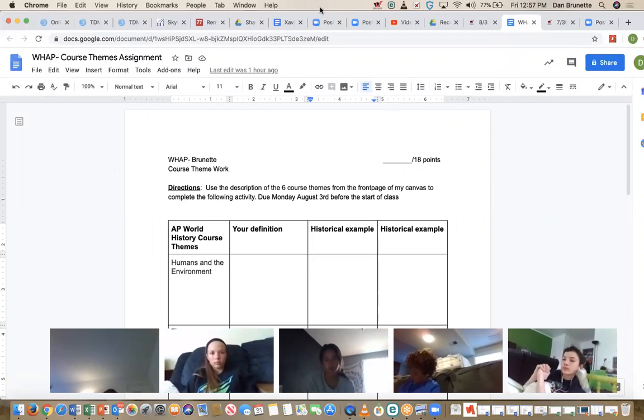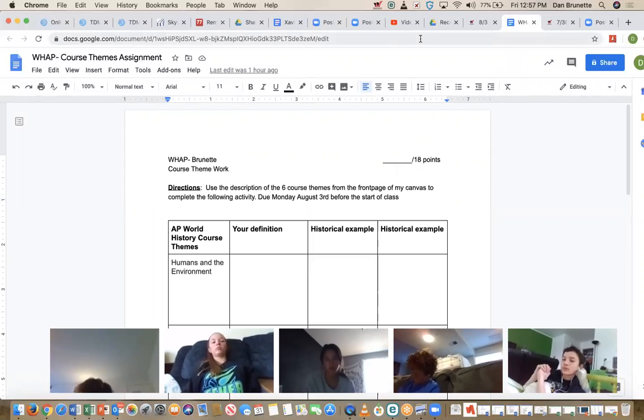Start on your geography labeling and complete the course themes and historical examples. Before I let you go, can anybody go off mute and ask any questions that they have right now?